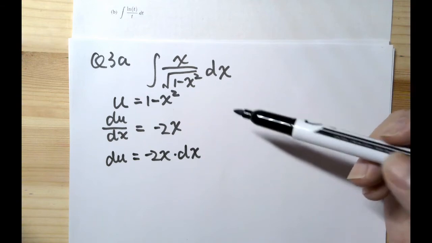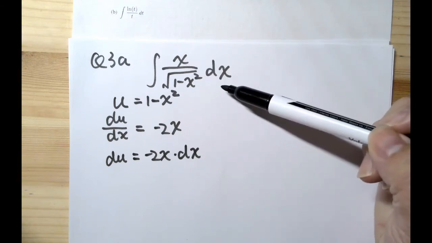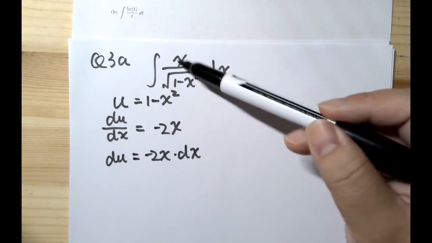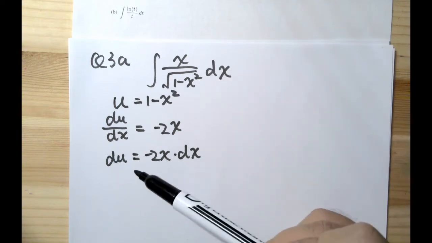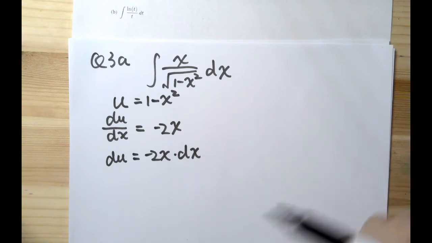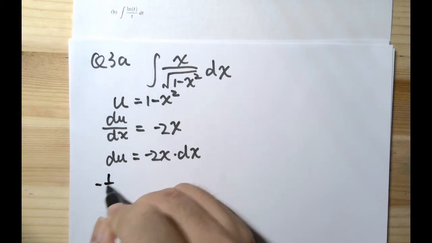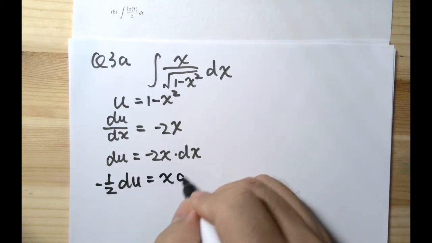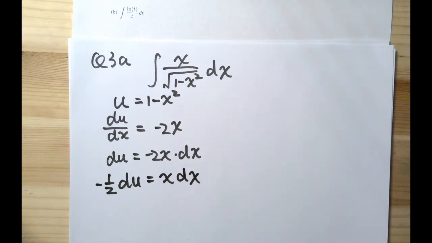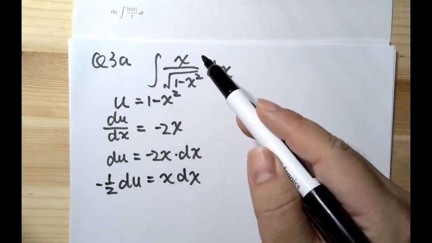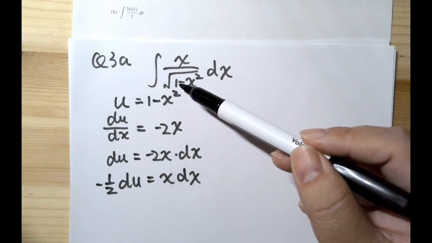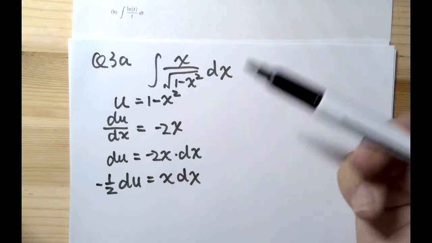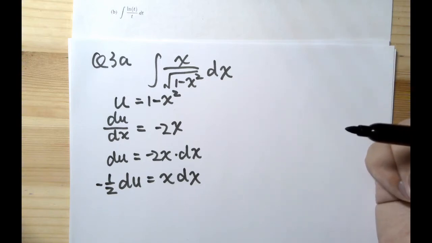So with this, we can start to do the substitution. First of all, you can see here we have an x dx, right? And we're trying to substitute this part in terms of du. If you compare, we have du equals negative 2x dx. So if we divide negative 2 on both sides, we have negative 1 over 2 du equals x dx, and this is exactly what we want, right? And of course the expression inside the square root, 1 minus x squared, is exactly our u.